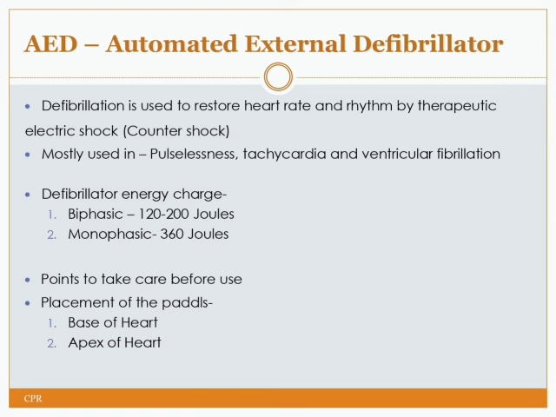Now let's discuss AED, automated external defibrillator. Defibrillation is used to restore heart rate and rhythm by therapeutic electric shock. It is mostly used in pulselessness, tachycardia and ventricular fibrillation. There are 2 types of defibrillator. The first one is biphasic and the second one is monophasic. In biphasic, the energy charge ranges from 120 to 200 joules and in monophasic it is 360 joules.